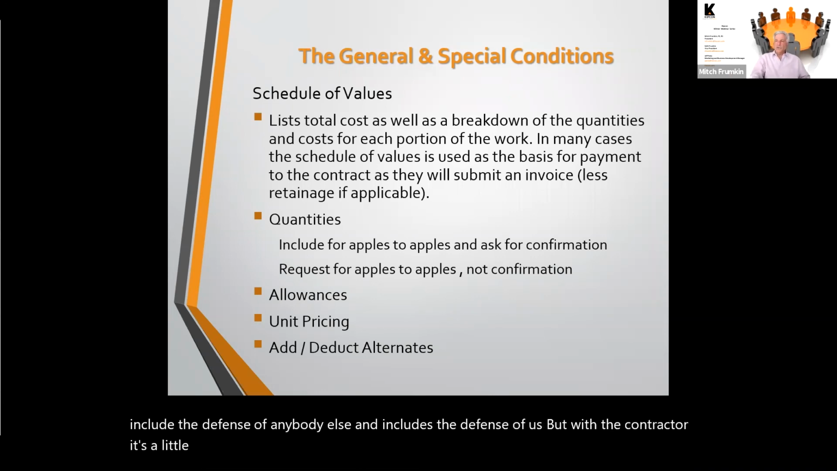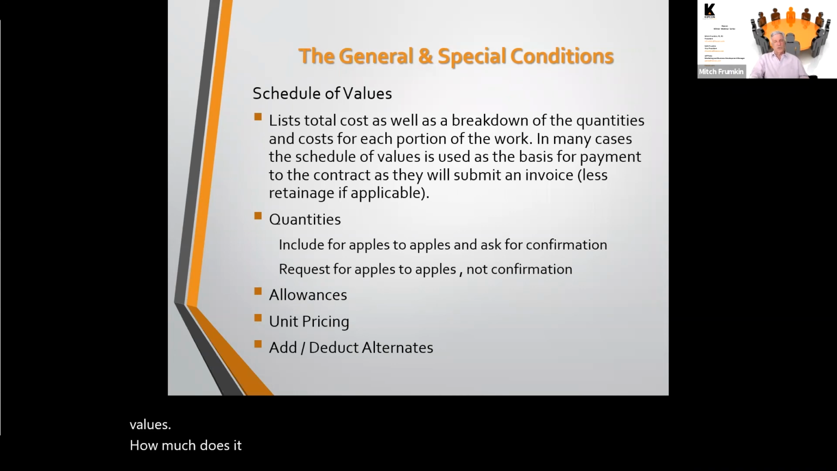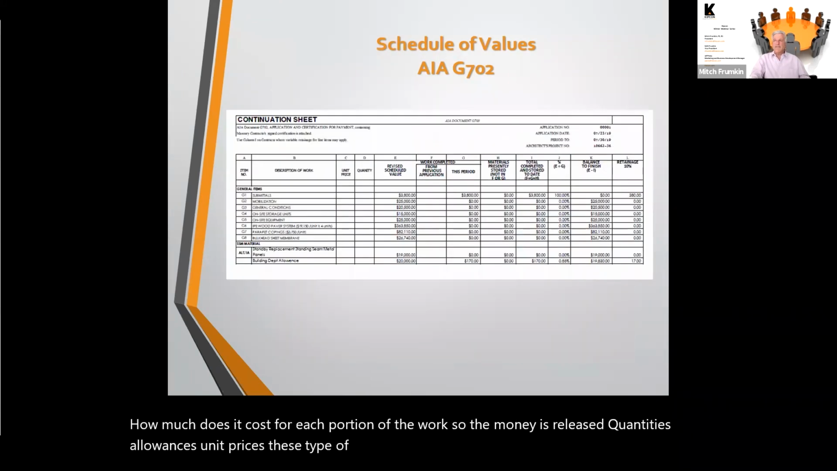So the conditions include, Seth had talked about schedule of values, how much it costs for each portion of the work so the money is released, quantities, allowances, unit prices, these type of things. Now there's something that's called a 702 form. This is called a schedule of values.